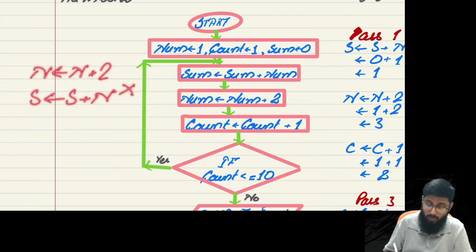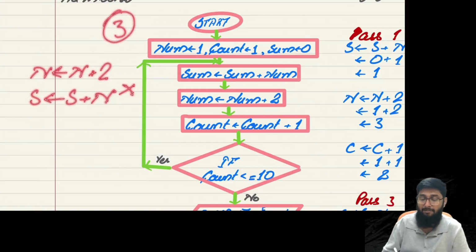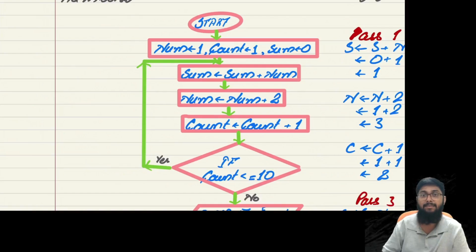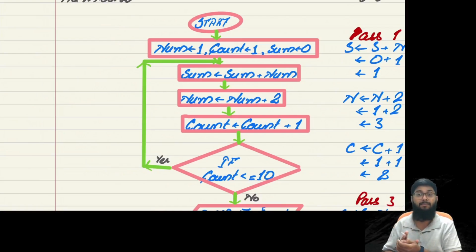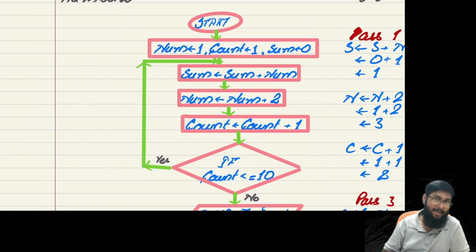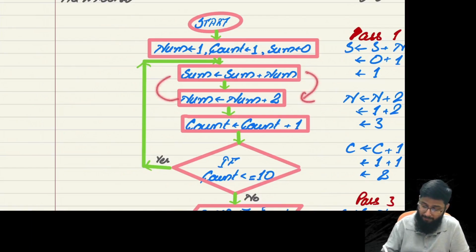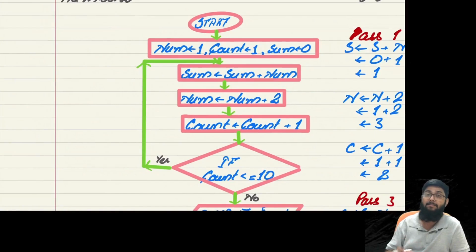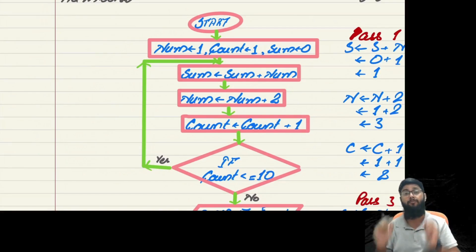Why not? Because when the program executes the first time, the initial value for num was 1. Now before the sum, the value of num updated itself to 3. That means I wasn't able to find the sum of the first odd number. I always started the sum from the second odd number. So we cannot swap these two boxes. They need to remain in the same order in this scenario. Make sure you practice flowcharts and pseudocodes.